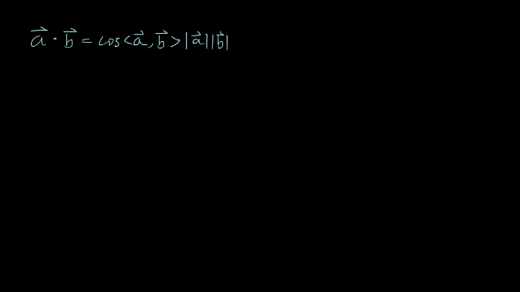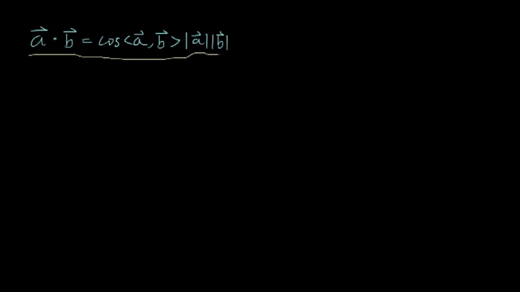This is also a familiar topic. As long as you know vectors, you probably heard of this formula. So vector A dot vector B is equal to cosine of the angle between them times the length of vector A and the length of vector B. This is how it is defined. Don't ask me why.